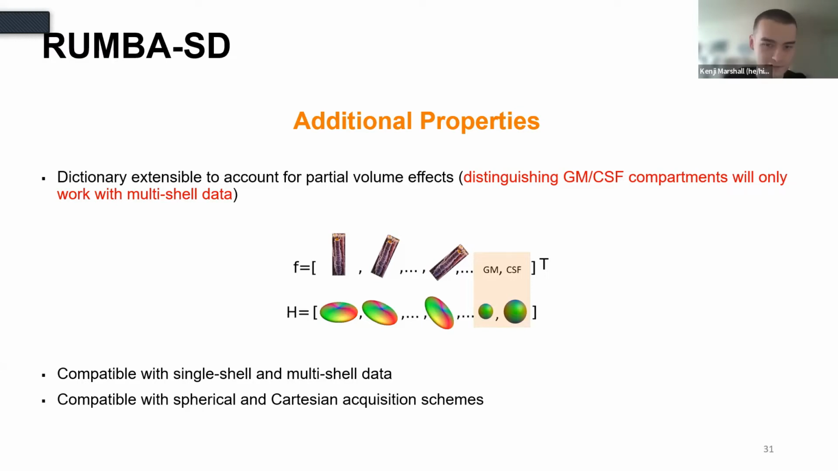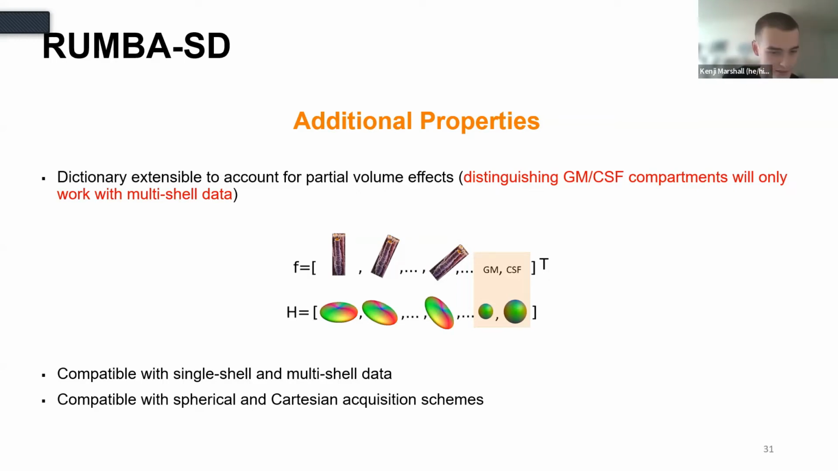One warning I have here in red, which I will make sure to emphasize throughout this talk, is that distinguishing the gray matter and CSF compartments is only possible when you're working with multi-shell data. You'll see that when you have single shell data, you can't actually distinguish the contributions of both isotropic compartments. You have to combine them. And I'll show that in more detail later.